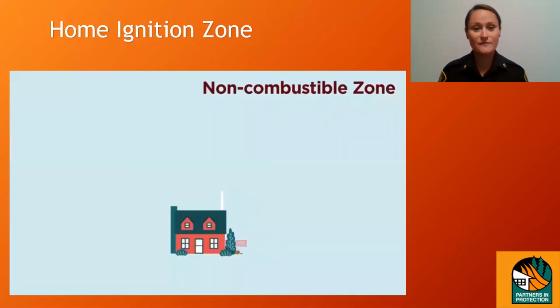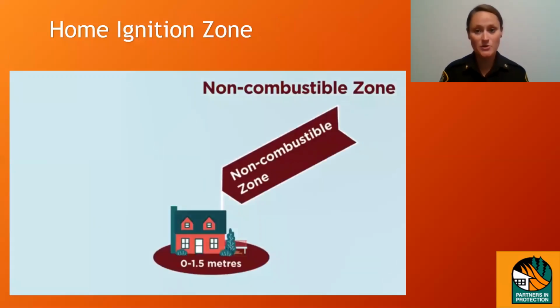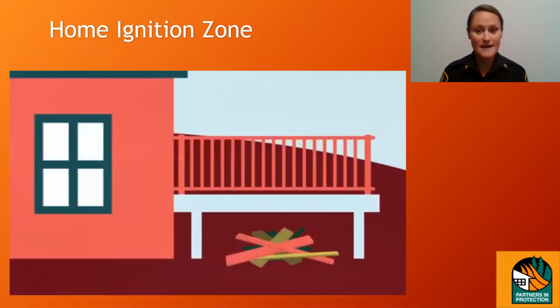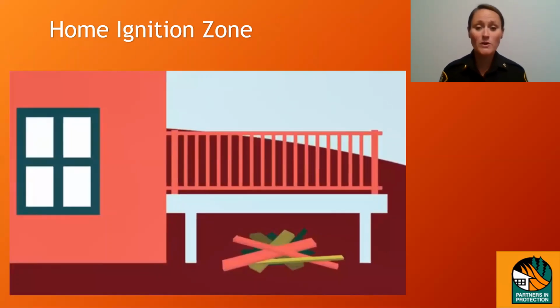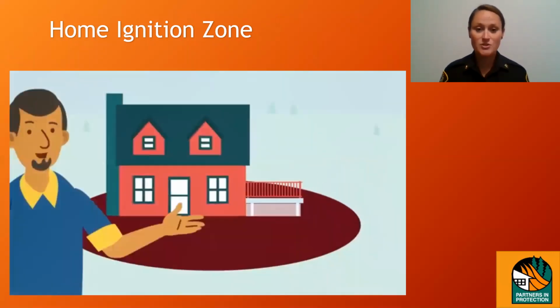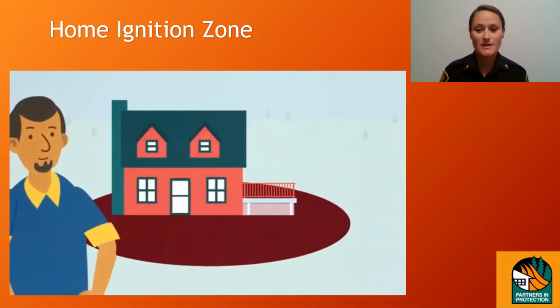So as mentioned, the first zone is the non-combustible zone, which is considered to be the most critical zone. This zone includes your house itself, any attached structures such as a deck, as well as a minimum of 1.5 meters out from the structure in all directions. This area should be cleared of all combustibles, and extra measures can be implemented to help prevent home ignition. For residential properties, this is where we can make the biggest impact.